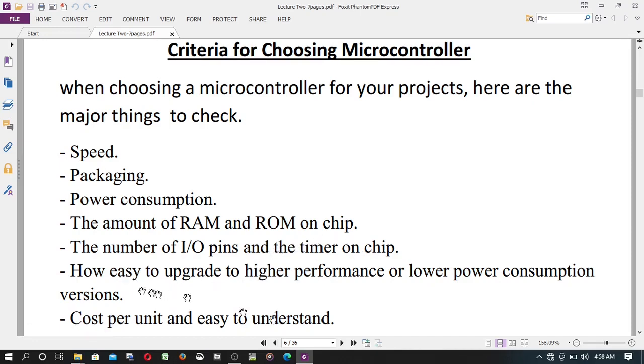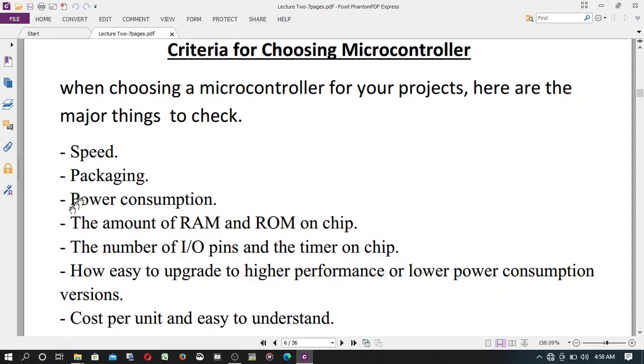Now, how to upgrade to higher performance or lower consumption versions. You can easily upgrade to higher performance by using the latest version of the microcontroller to build your project. Your project performance can be okay if you have a very nice layout of the printed circuit board, which is the PCB. And if your PCB is okay, you can actually upgrade your systems, increase the performance of your system, and also lower the power consumption. Lowering the power consumption will require you building maybe an uninterrupted power supply for your 8051 microcontroller projects.